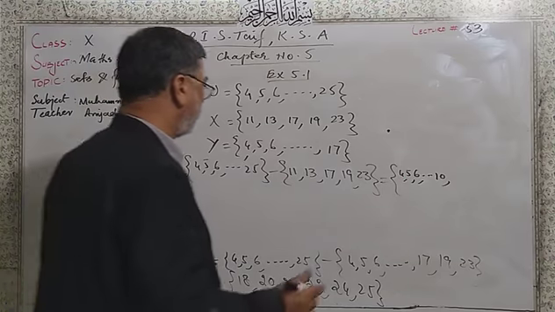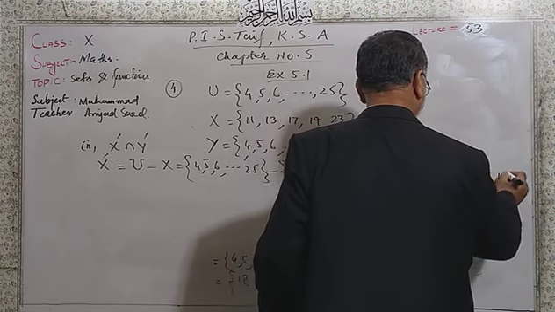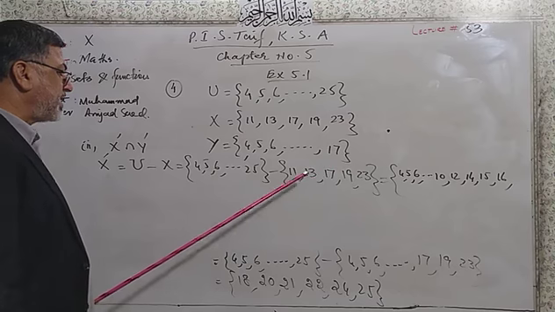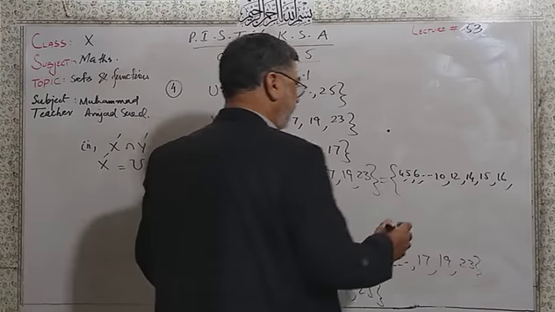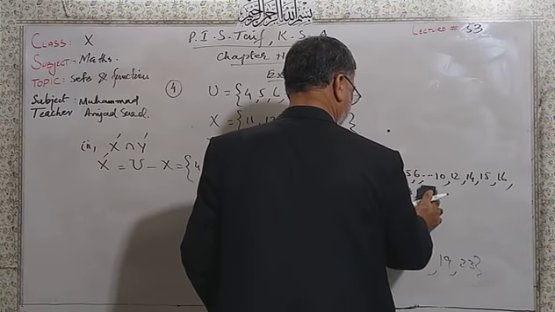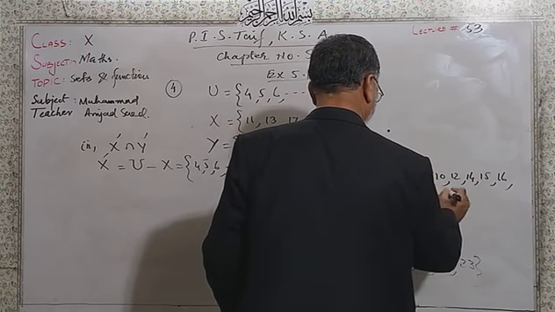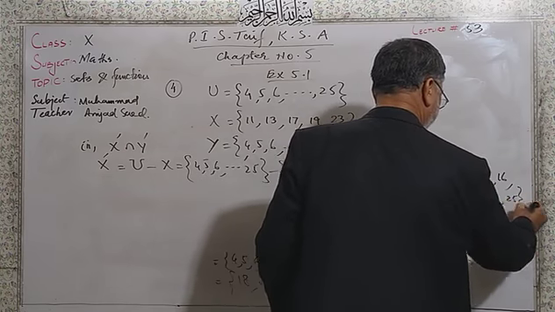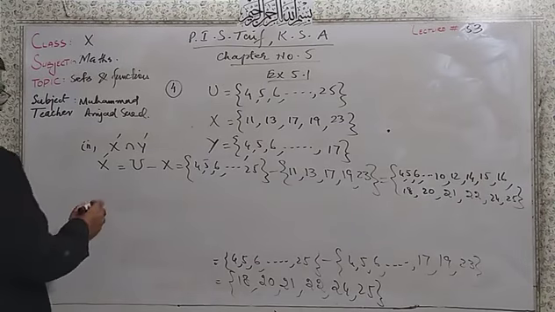11 cancelled. Then we will write down 12. 13 is cancelled. 14, 15, 16 are included, and 17 cancelled. We will have 18, 19 cancelled, 20, 21, 22, 23 cancelled, 24 and 25. This is your X dash, complement of X.